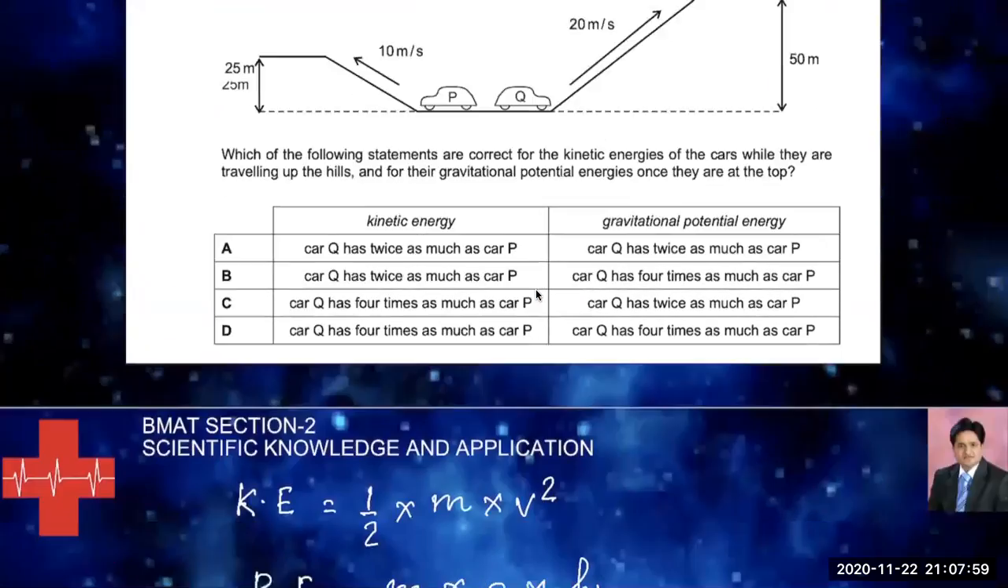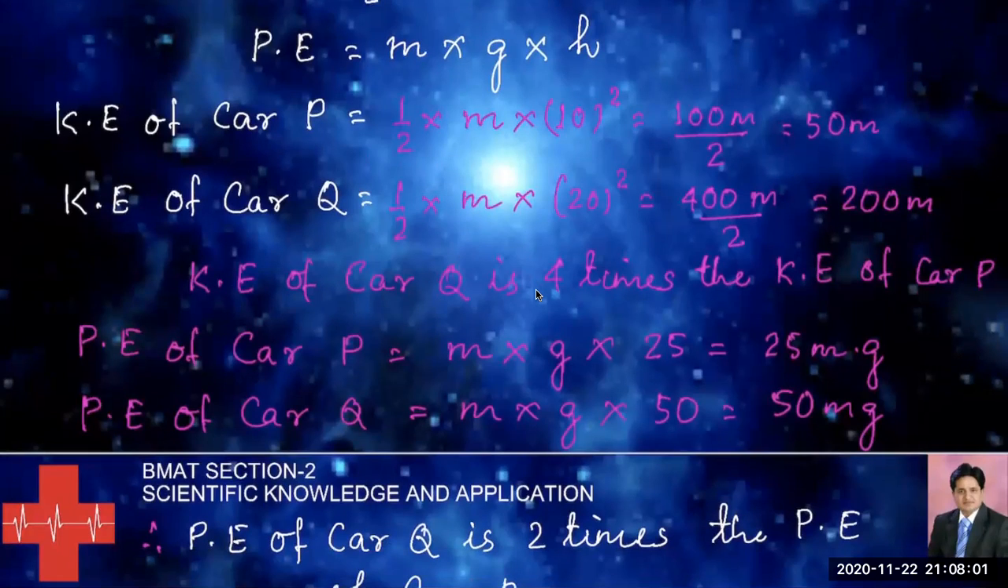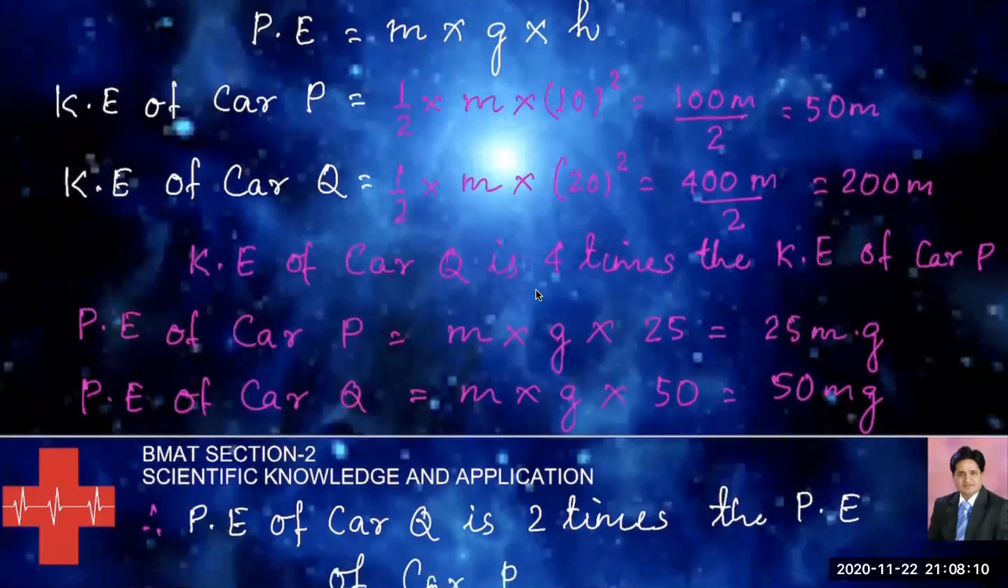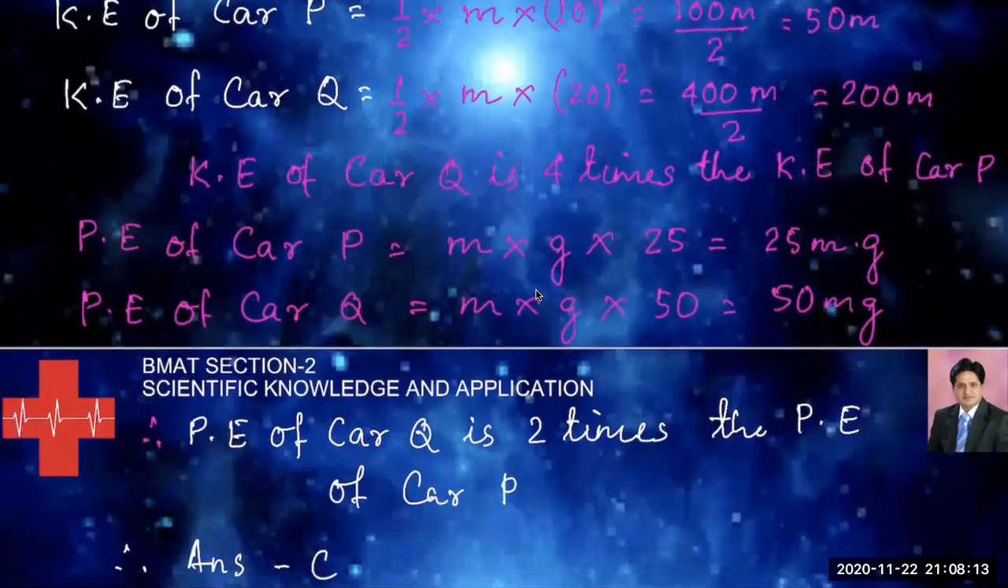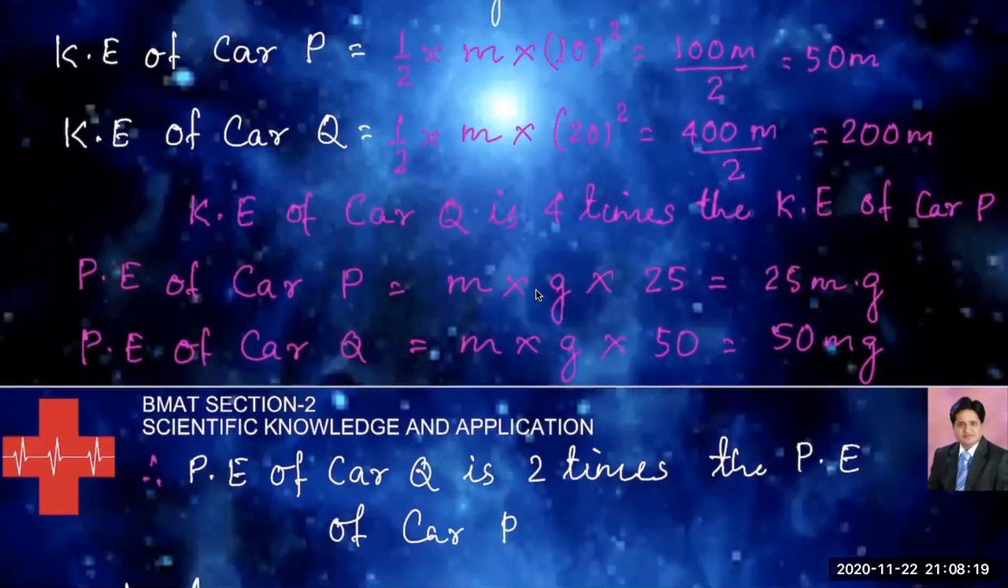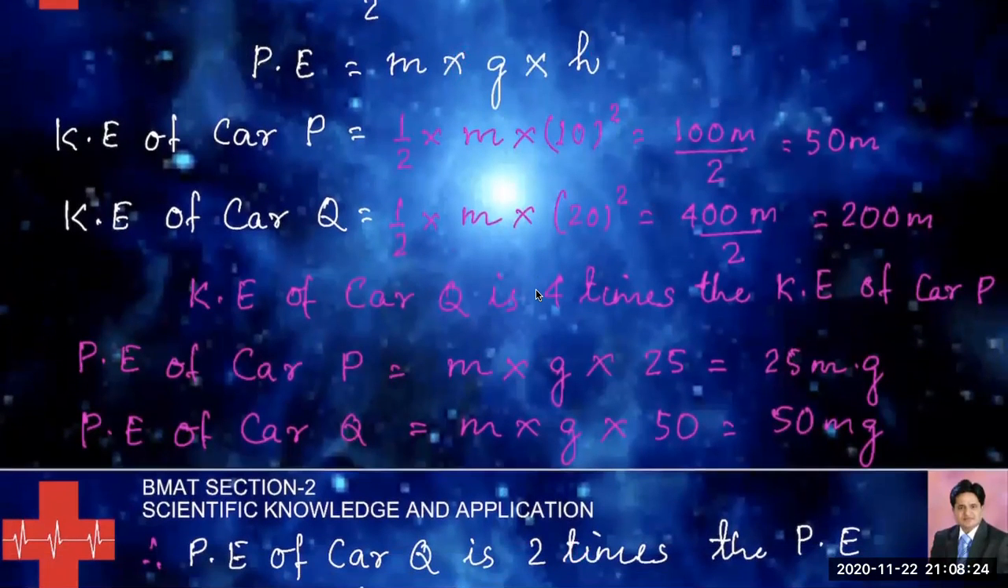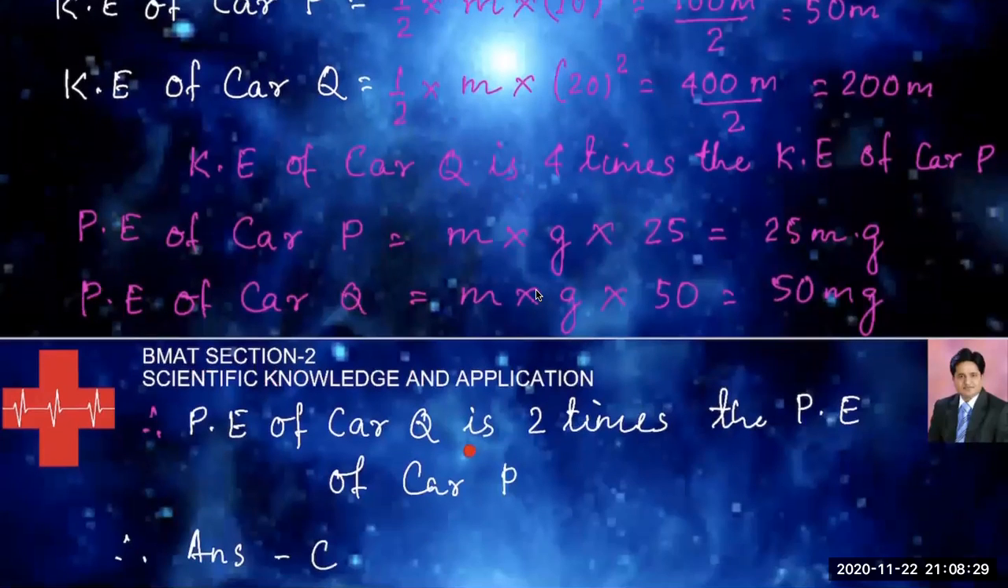this height is 50. Now, when we do the calculations, we see that the potential energy of car P is 25 mg, and the potential energy of car Q is 50 mg. This means that the potential energy of car Q is 2 times the potential energy of car P. So now we have got the potential energy comparison as well as the kinetic energy comparison. So kinetic energy of car Q is 4 times the kinetic energy of car P, and the potential energy of car Q is 2 times the potential energy of car P.